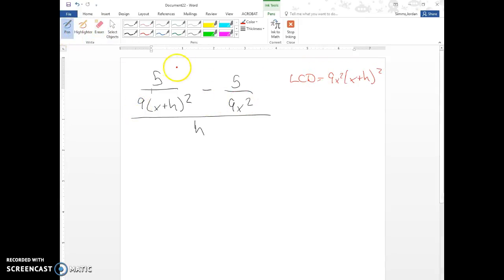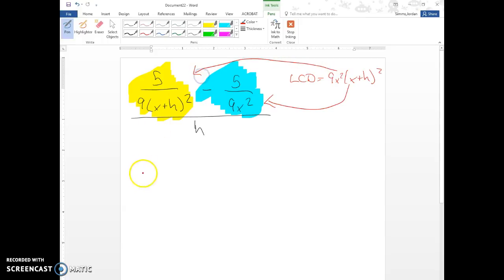What we're going to do is take each term. This is one term here in yellow, and this is one term in blue with the negative. I'm just going to multiply the LCD by each of those two terms. Just bear with me, I'll write that out. So the first term is going to be 5 over 9 x plus h squared, and I'm going to multiply that by this LCD. I'll write it right out here so I can easily cancel it.